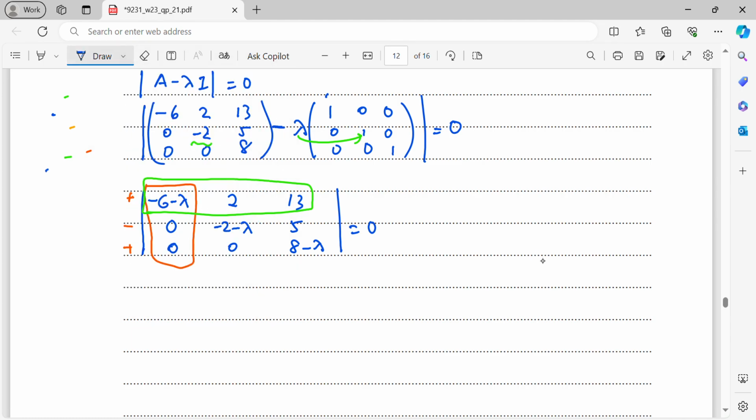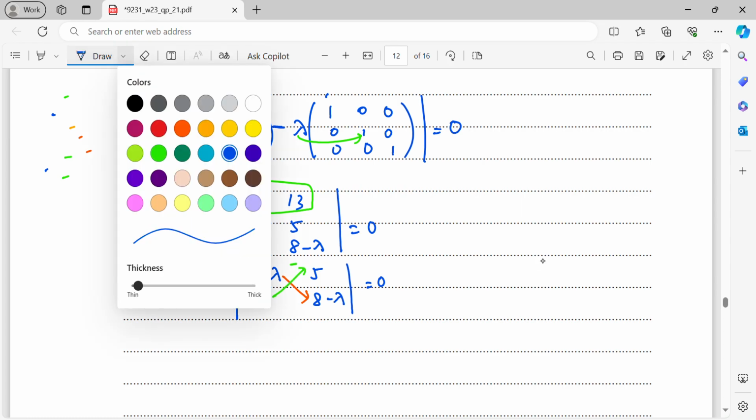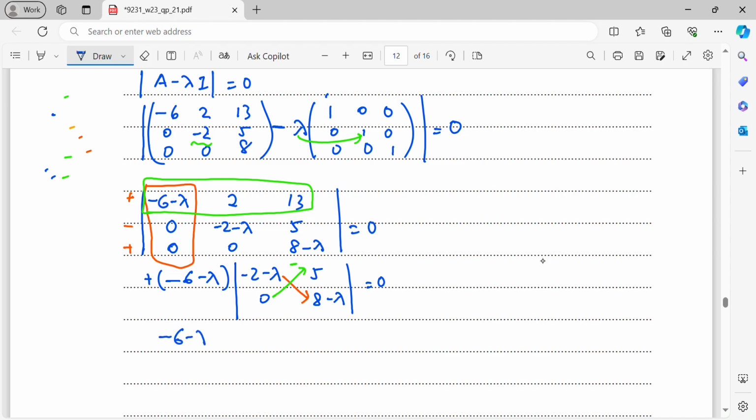So I will get the cross out of minus 6 minus lambda. So I will get here minus 6 minus lambda, and then the plus sign, and the remaining terms will be minus 2 minus lambda, 0, 5, 8 minus lambda. This is a 2 by 2 determinant. And now to solve the 2 by 2 determinant, use cross multiplication: the orange arrow minus the green arrow. Then you will be getting 3 lambda values. That will be our eigenvalues.